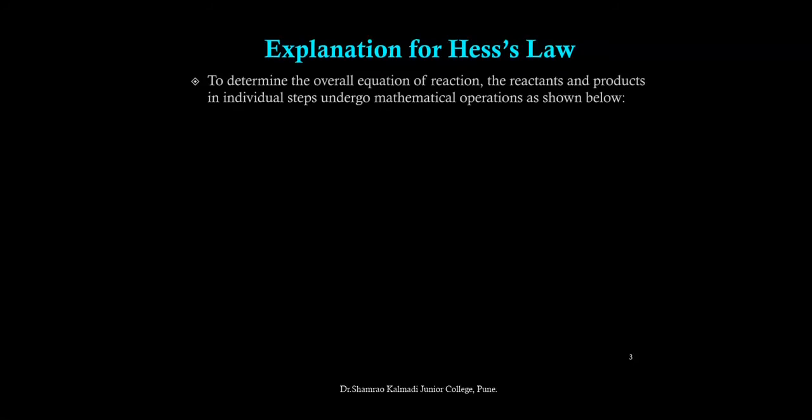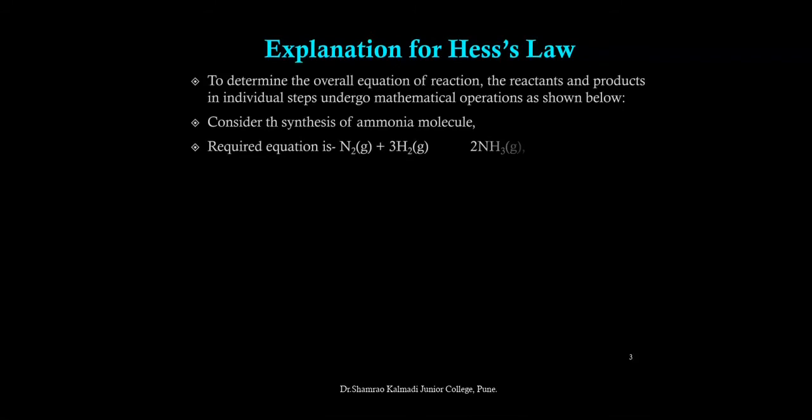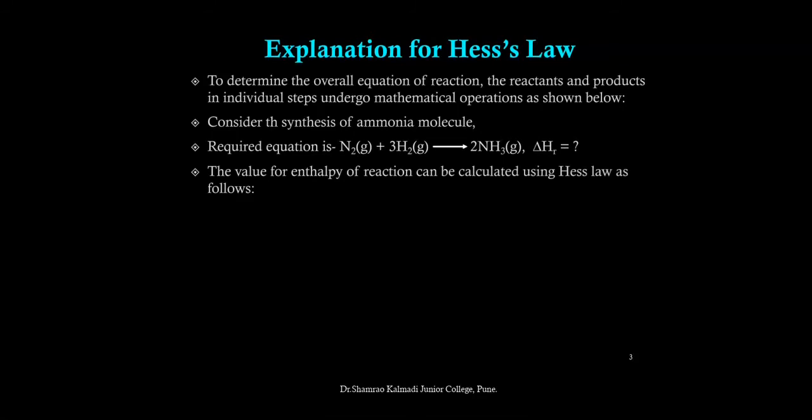Explanation for Hess law. To determine the overall equation of reaction, the reactants and products in individual steps undergo mathematical operations as shown below. Consider the synthesis of ammonia. The required equation is N2 plus 3H2 giving 2NH3. Then, to calculate the enthalpy of reaction, we use the Hess law as follows.